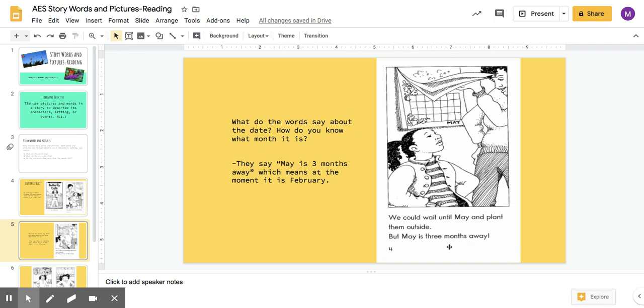That means it's not May yet. It's 3 months away. So, what is 3 months before May? February. So right now they are in February. In this picture, we got more information from the words than we did from the picture.